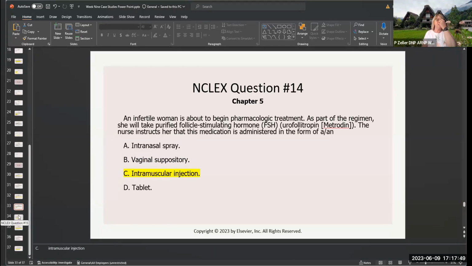So FSH, follicle stimulating hormone, is a hormone coming from the pituitary gland, and it reaches the ovary, and it tells the ovary to spit out estrogen.